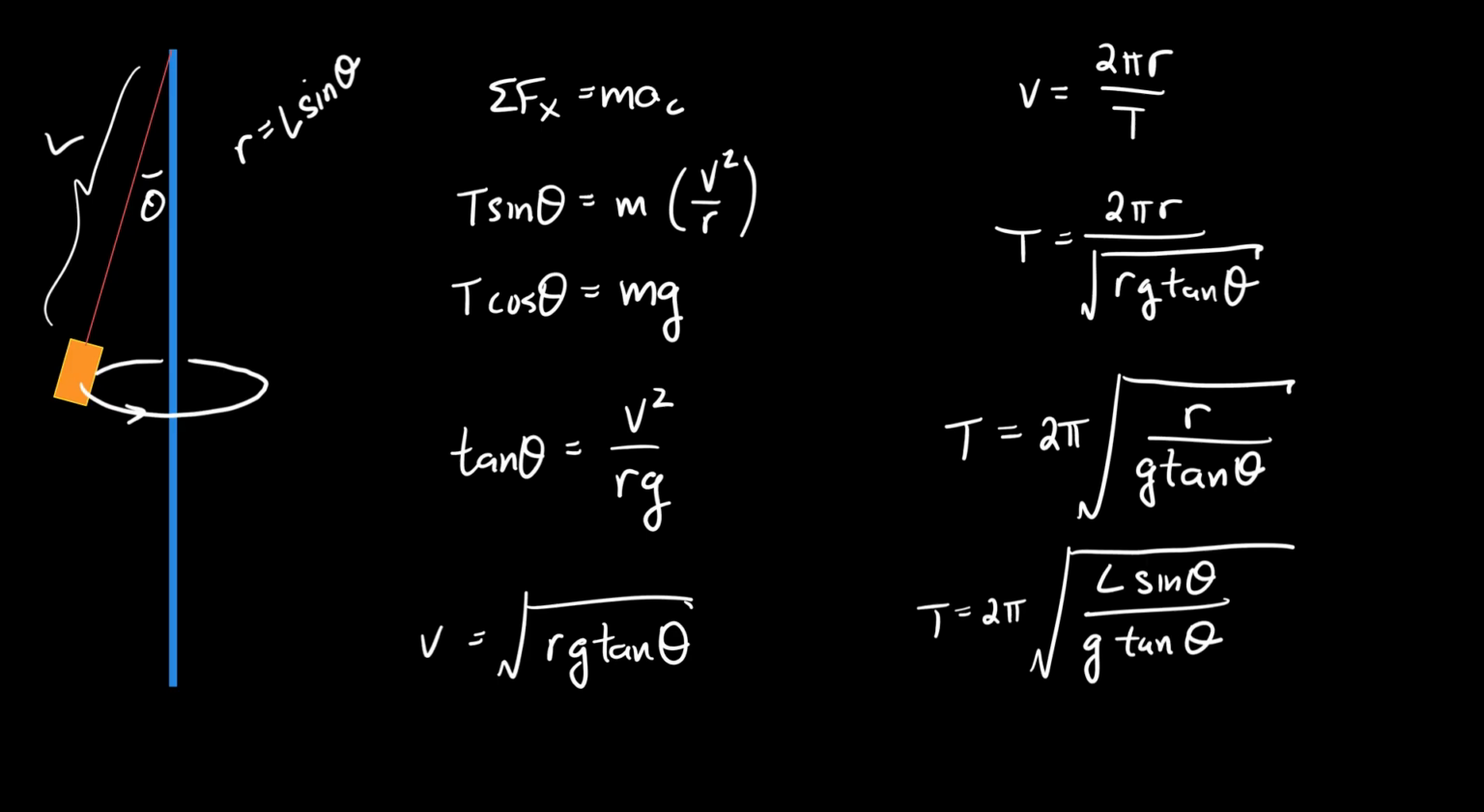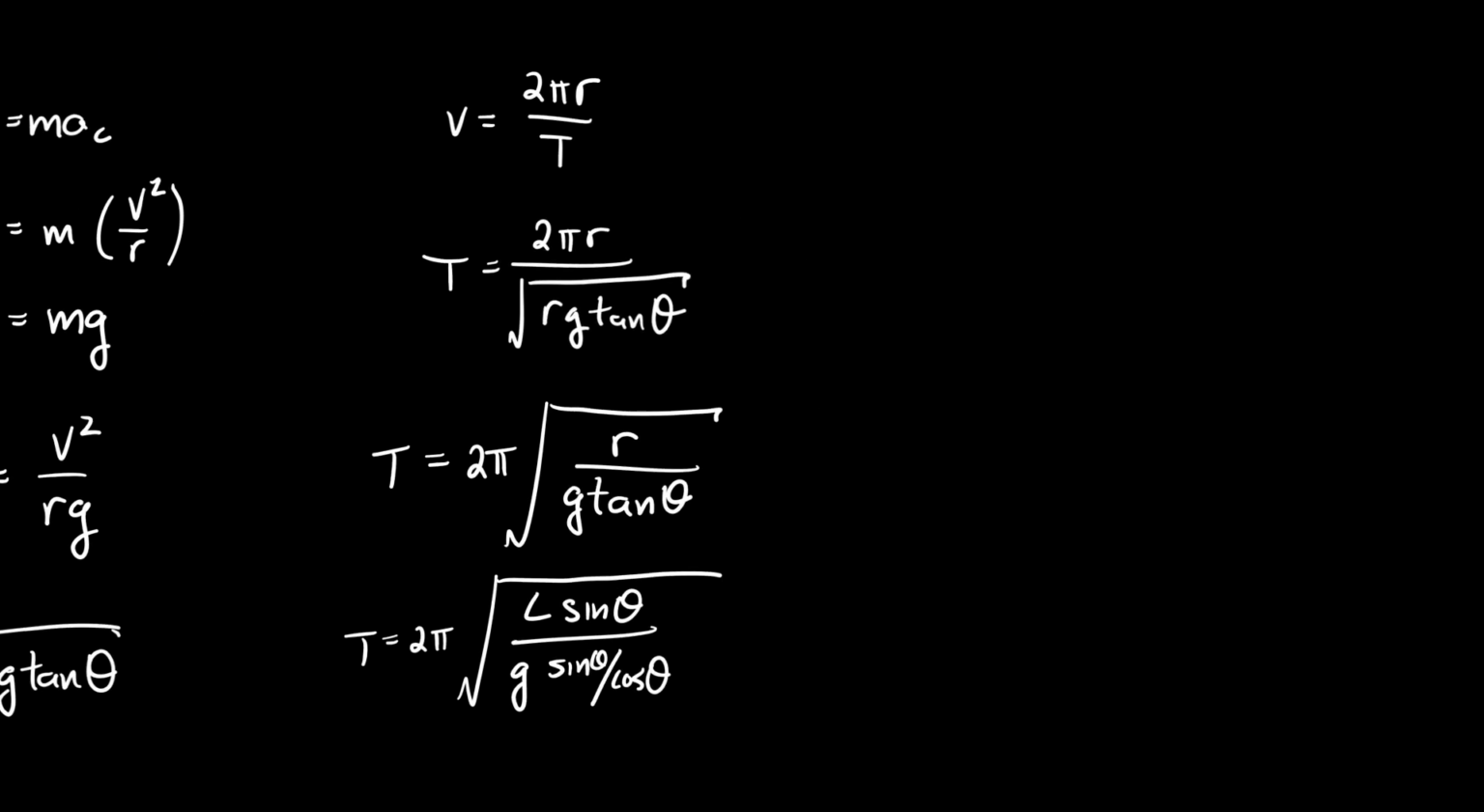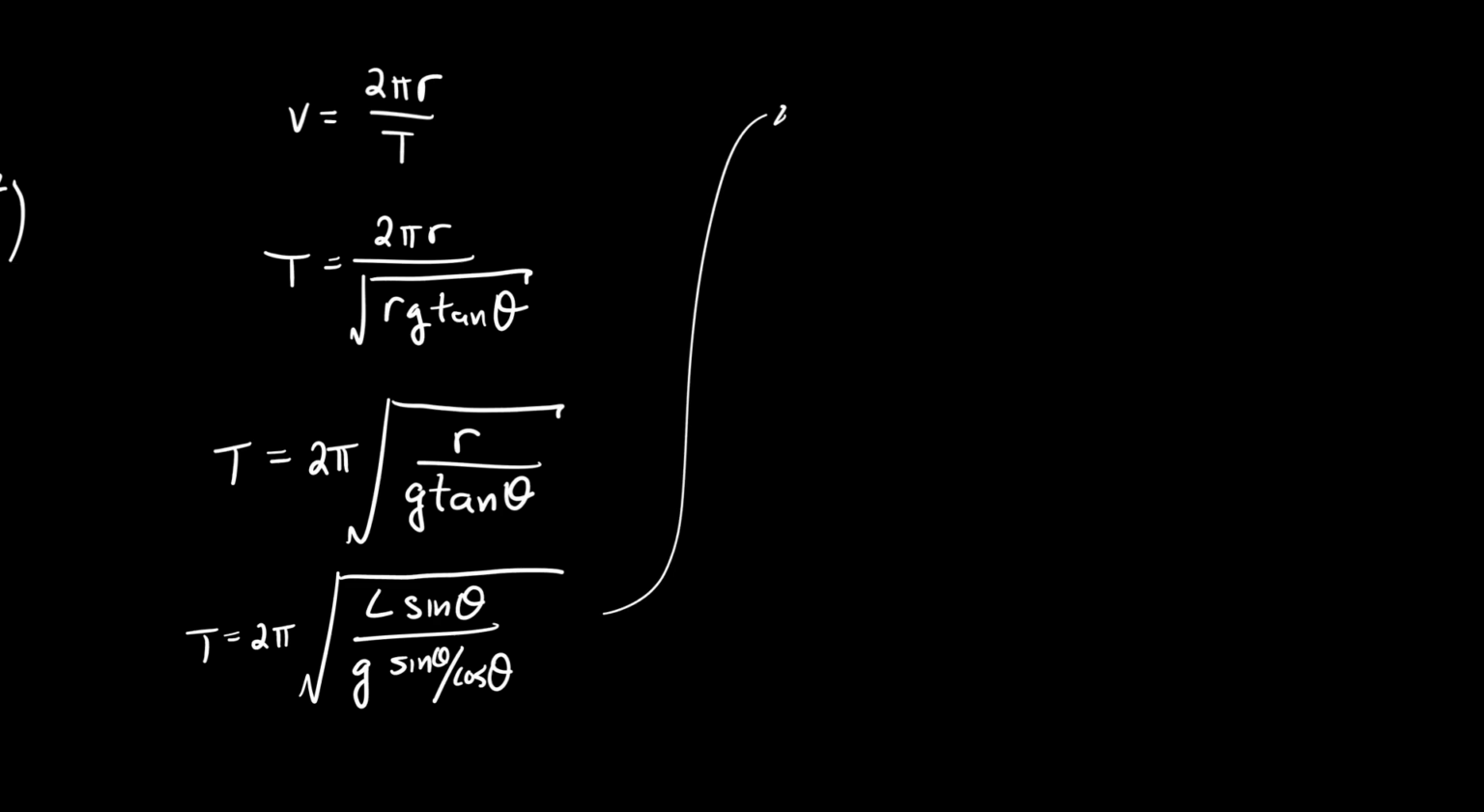But tan is sine over cosine, right? So if I do that substitution and put my sine over cosine here, it looks like the sines cancel out, and I'm left with cosine. You guys see that all right? So one more step over here, and I'll have T equals 2 pi times the square root of L cosine theta divided by g.